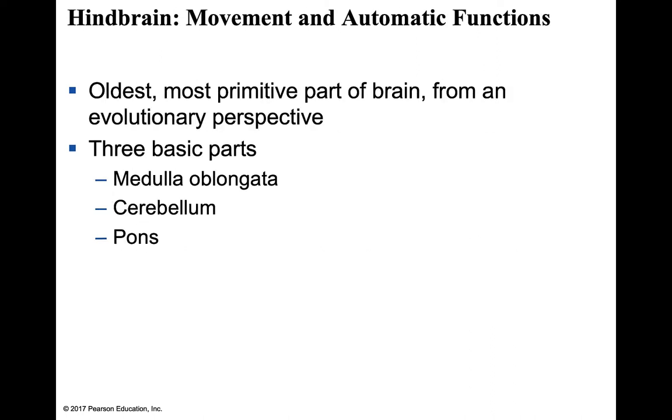Now, the hindbrain is the oldest and most primitive part of the brain from an evolutionary perspective. There are three general areas that make up the hindbrain: the medulla oblongata, the cerebellum, and the pons. So you should be comfortable with identifying these structures overall.